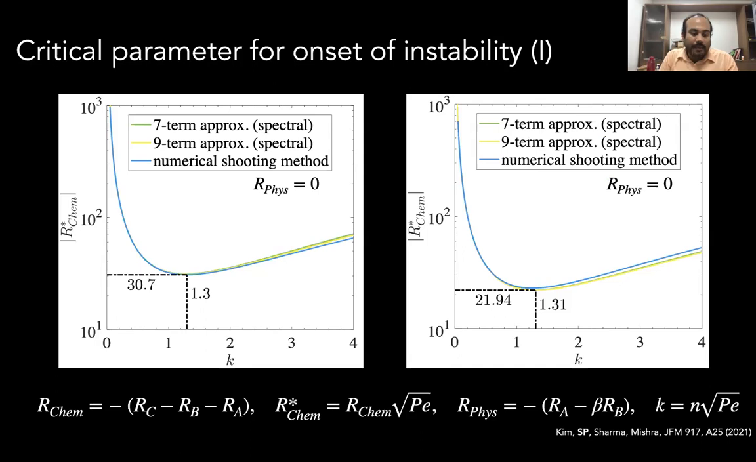We define R chemical, which is a combination of RB, RC, and RA. It's a linear combination. And similarly, we call R physics, again a linear combination of RB and RA. So why do we name it like this?